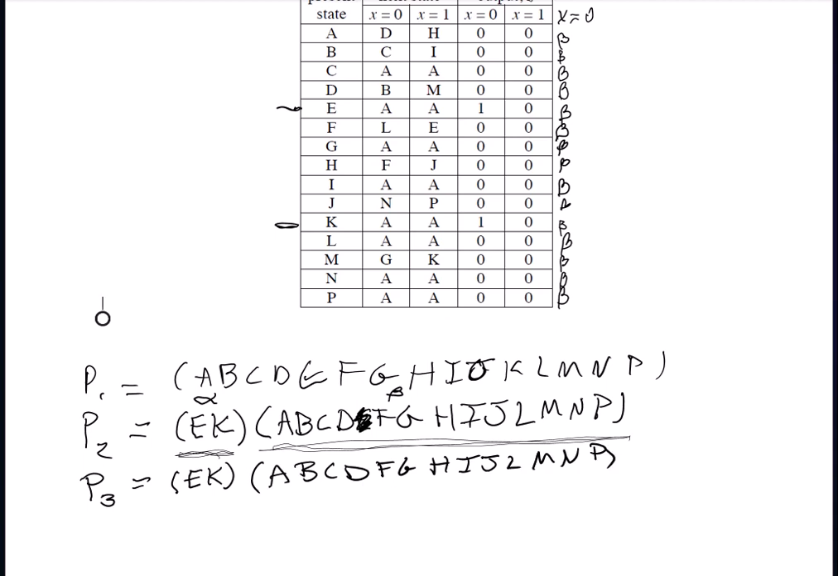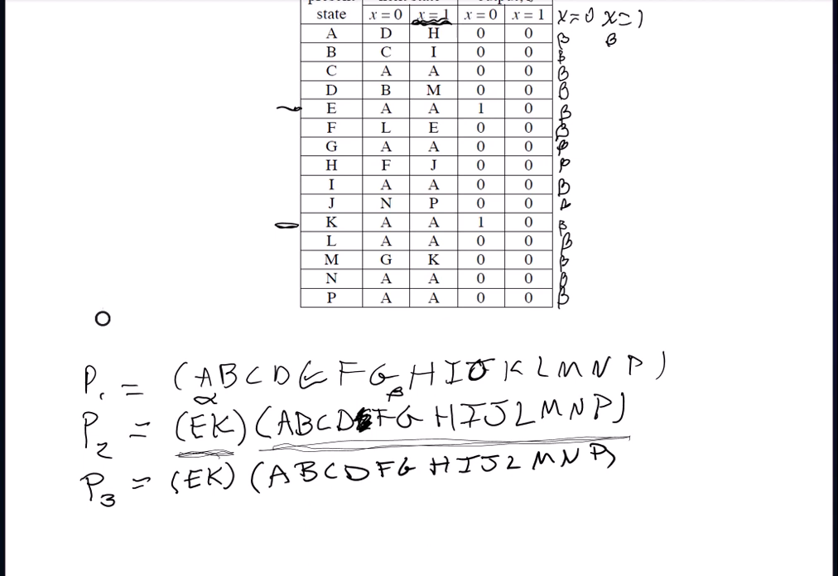We could not divide that any further based on our 0 successors. Well, let's look at our 1 successors. Okay, so now we're looking at what happens if X equals 1. What partition is the next state in when X equals 1? Well, for state A, when X is 1, the next state is H, which is still in that beta partition.